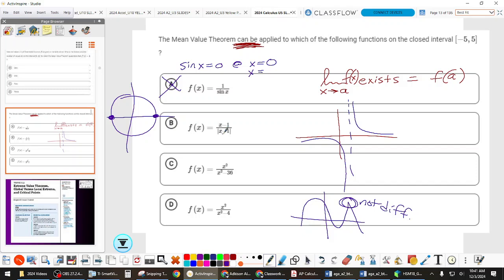On the interval negative 5 to 5, does this ever have a 0 denominator? It does, yeah, because if I plug in 1, 1 minus 1 is 0, right? And that's in the interval, so you can plug it in. It's going to look something kind of like that, I think. So it's out. Okay? This one is x squared over x squared minus 36. Does that ever equal 0?